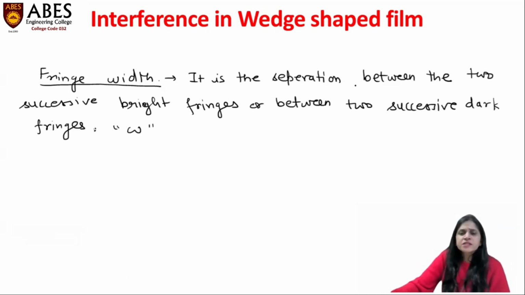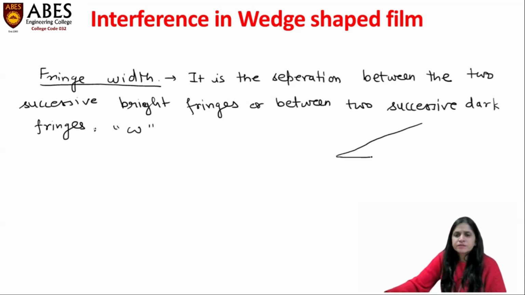Okay, so what is fringe width? It is the separation between the two successive bright fringes or between two successive dark fringes. Now let us see how we can calculate the value of fringe width. Let us draw the diagram. Suppose this is a wedge-shaped thin film, AOB, making an angle theta. Now suppose this is T1 thickness and this is T2 thickness.